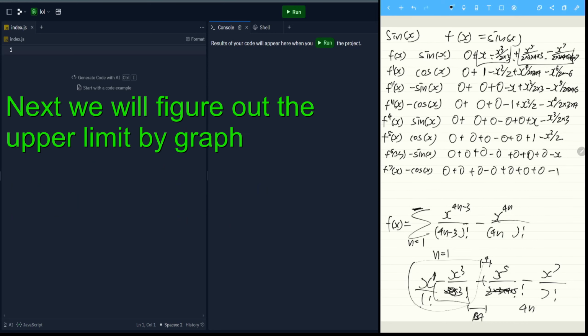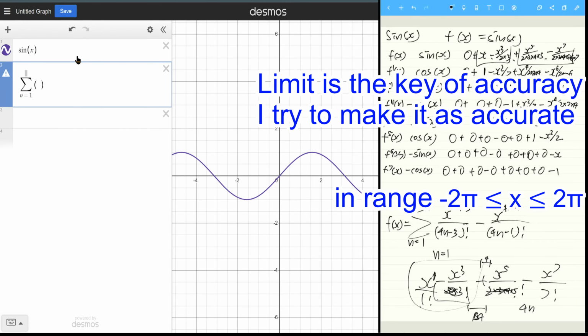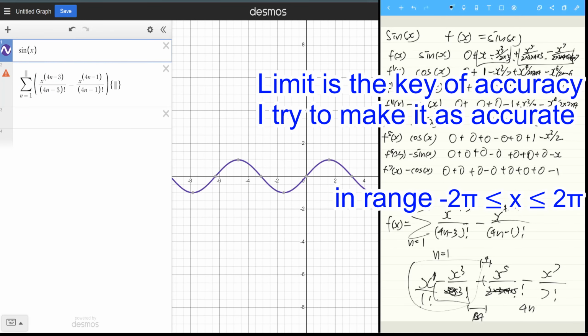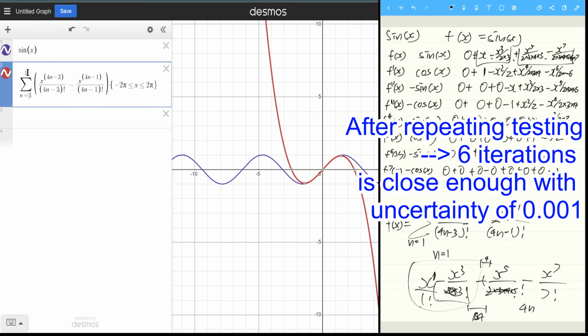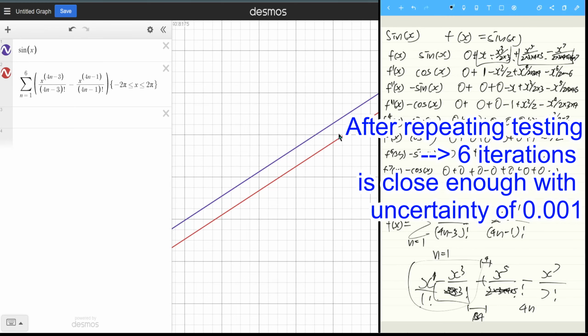Then we will figure out the upper limit by graph. And this is the formula. I'm using decimals to find the limit, which is the key of accuracy. I aim to make it as accurate in range minus 2 pi to 2 pi. After repeated testing, I found out that 6 iterations is close enough, with uncertainty of 0.001.